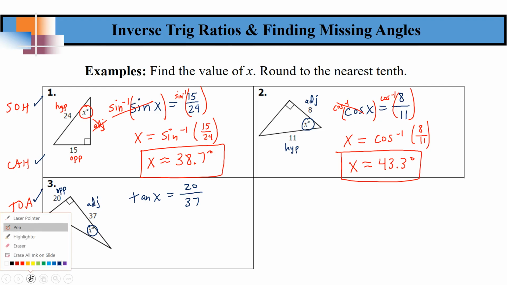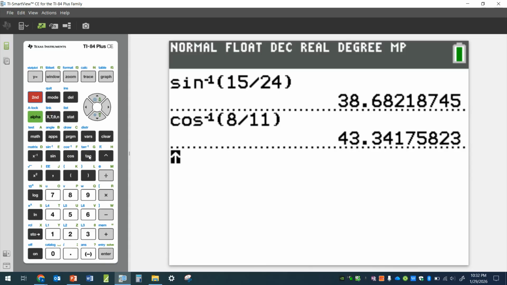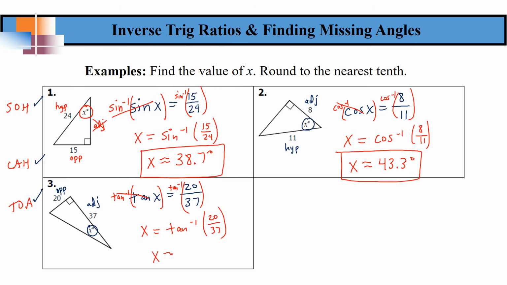Just like in the two previous examples, x is trapped inside of tangent. So how do we undo tangent? We take the inverse tangent. And what we do to one side, we must also do to the other side. Tangent and inverse tangent cancel out, leaving us with x equals the inverse tangent of 20 over 37. And let's type that into our calculator. We press second tangent and we type in 20 over 37, close parentheses, and we get approximately 28.4. So x is approximately 28.4 degrees.